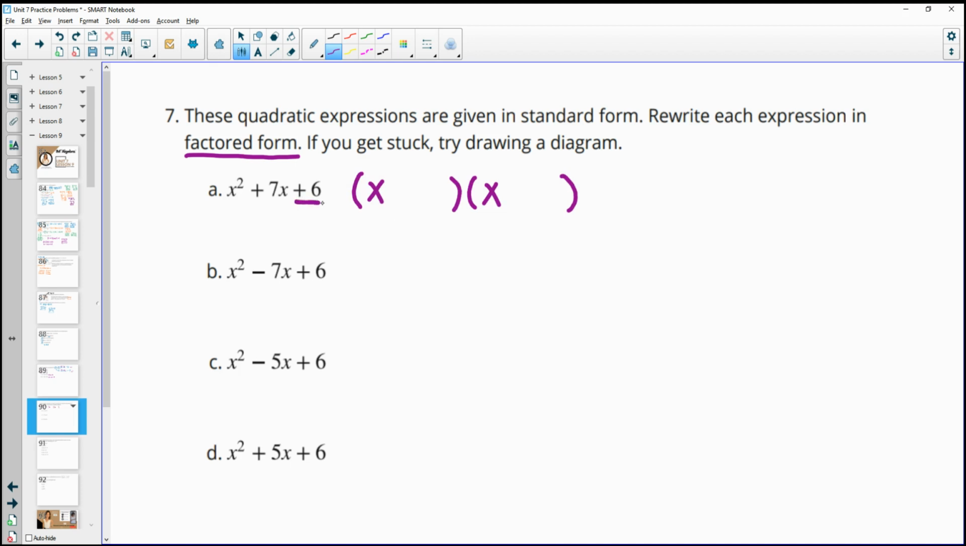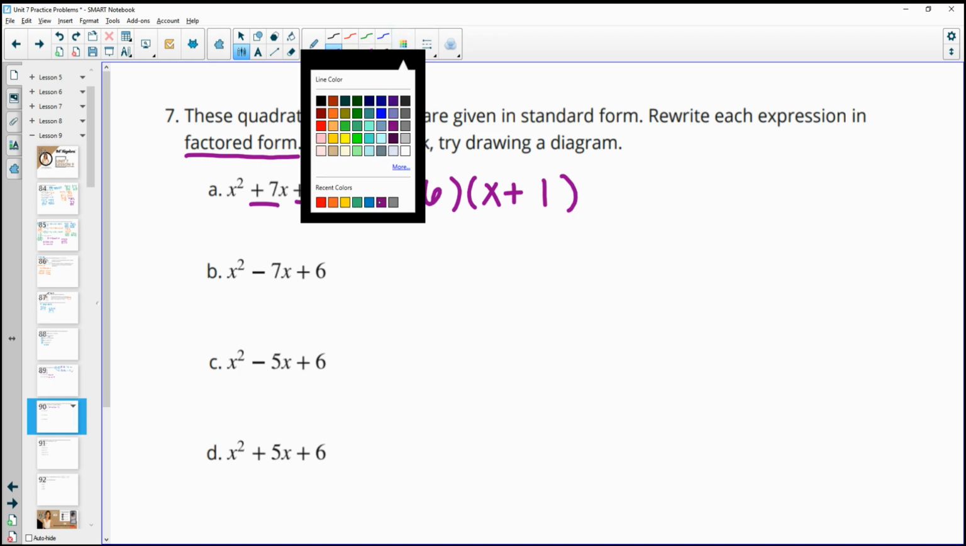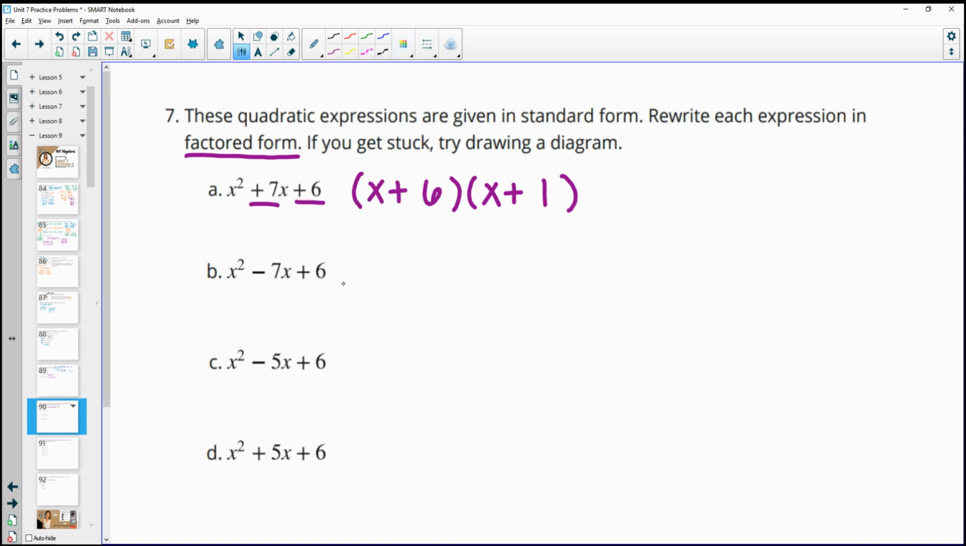We see that they multiply to a positive and they add to a positive. So that means both of these are going to be pluses. So what two numbers multiply to 6 and add to 7 would be 6 and 1. So 6 times 1 is 6. 6 plus 1 is 7. So that would factor to x plus 6, x plus 1.